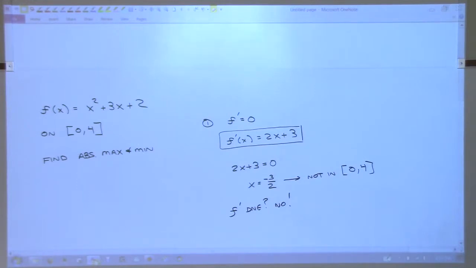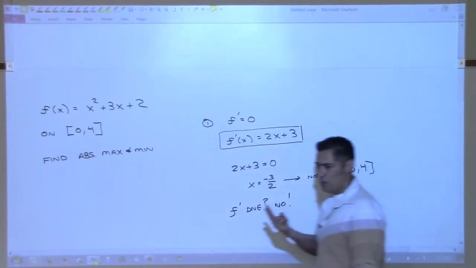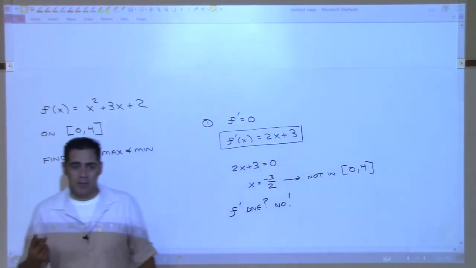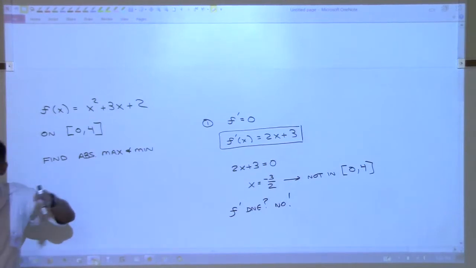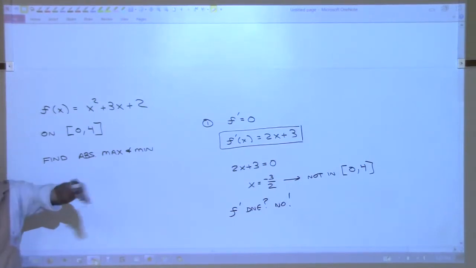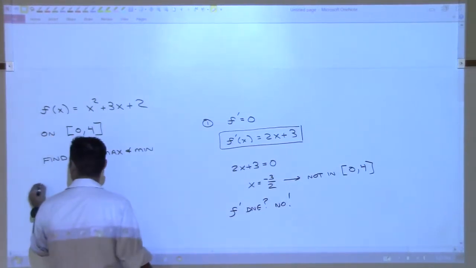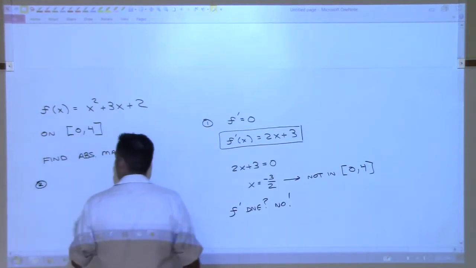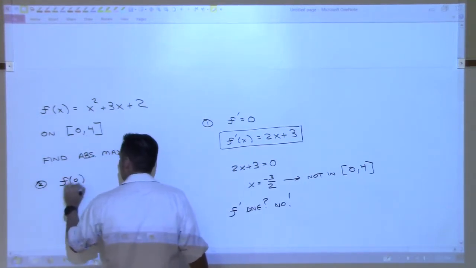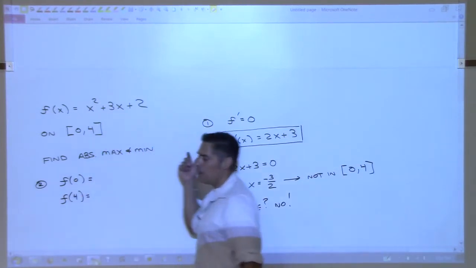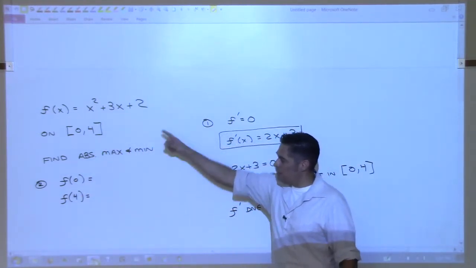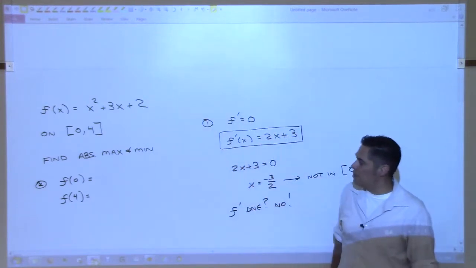Which means that when we go to step 2, which is to plug in the endpoints, our absolute max and min are going to happen at an endpoint. They have to, because we have no critical numbers between 0 and 4. So I go to step 2 now. Step 2, I need to take the endpoints and plug them into the original function. Okay? Plugging the endpoints 0 and 4 into the original function and just see what it spits out.